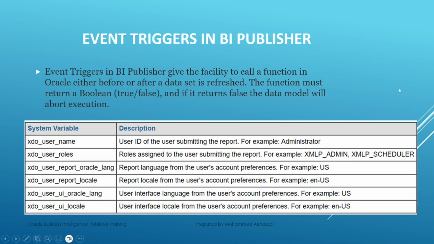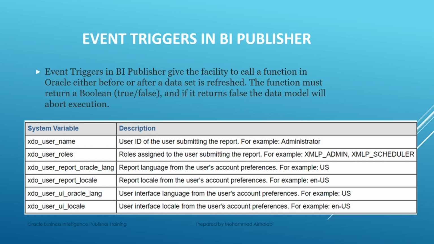In this video, we'll talk about one of the interesting topics in BI Publisher, which is event trigger. Event trigger in BI Publisher gives the possibility to call a function in Oracle either before or after a data set is refreshed. The function must return a Boolean, true or false value, and if it returns false, the data model will abort execution. We use event trigger for two reasons.